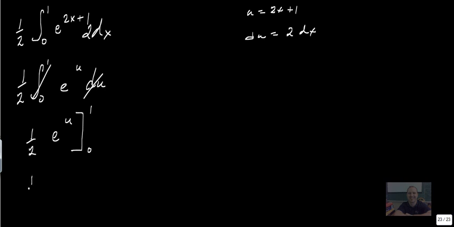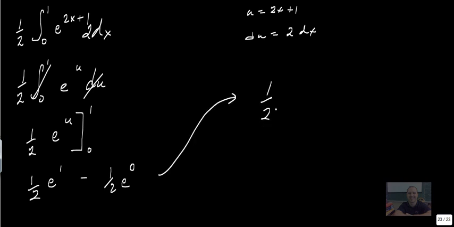So if we evaluate this, we've got 1/2 e to the 1 minus 1/2 e to the power of 0. And so if we simplify that, we can take out 1/2, and that's going to be e minus 1. Do that right? 0 and 1.